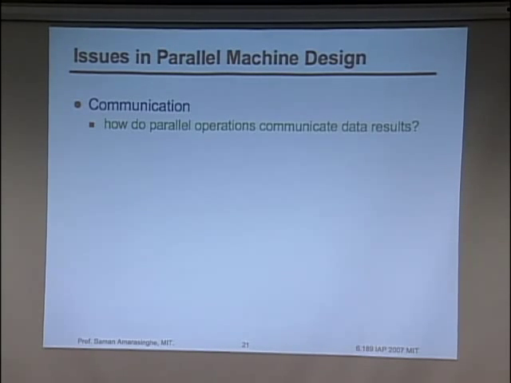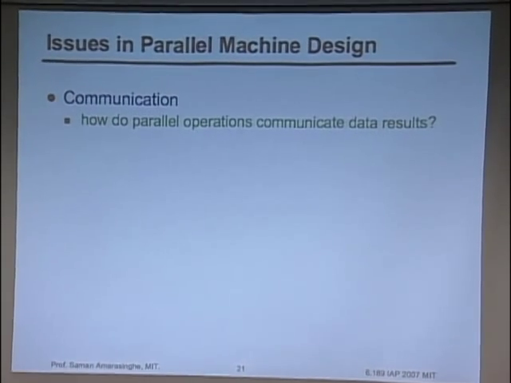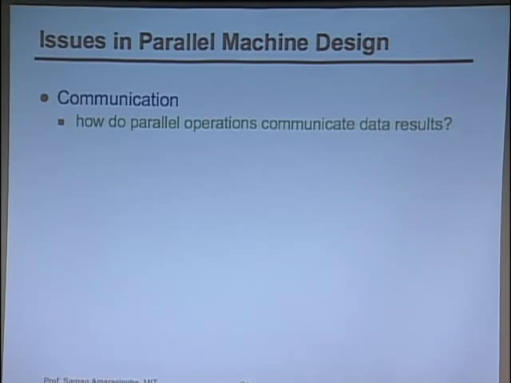So when you're designing a parallel machine, what do you have to worry about? First thing is communication. That's the big problem here. How do parallel operations communicate their data results? It's not only an issue of bandwidth, it's an issue of latency. Bandwidth has been increasing with Moore's law, but latency is the speed of light. As I pointed out, there's no Moore's law on the speed of light, and you have to deal with that.